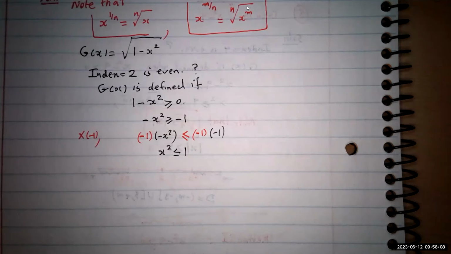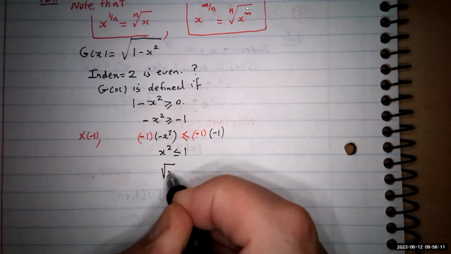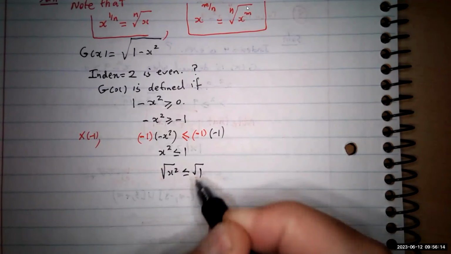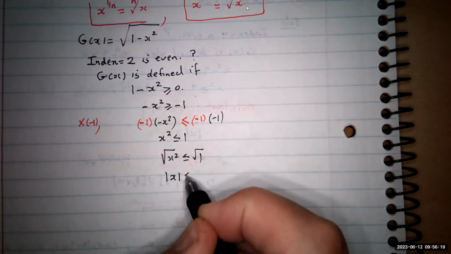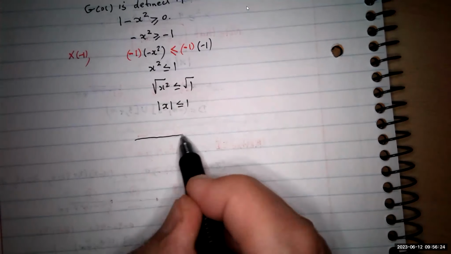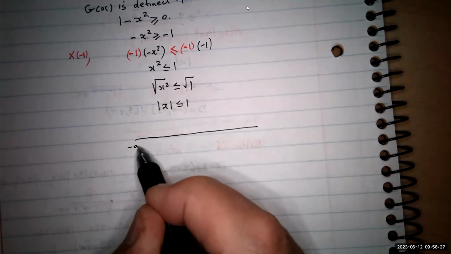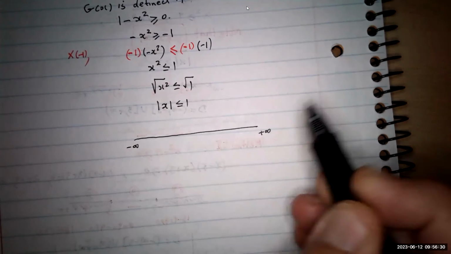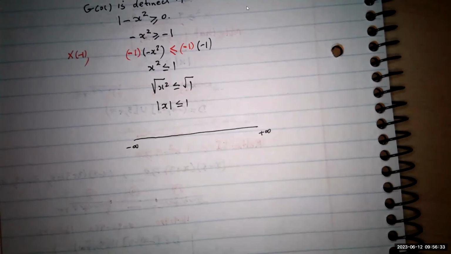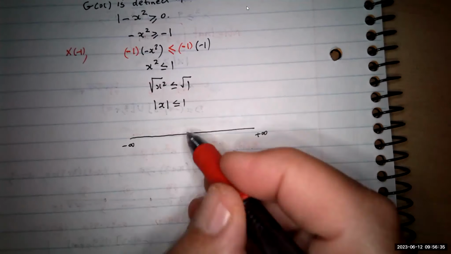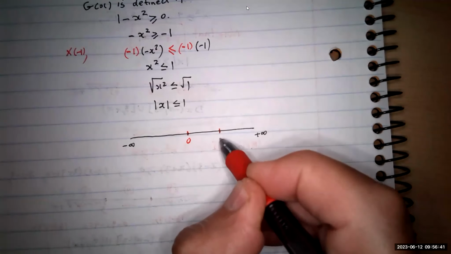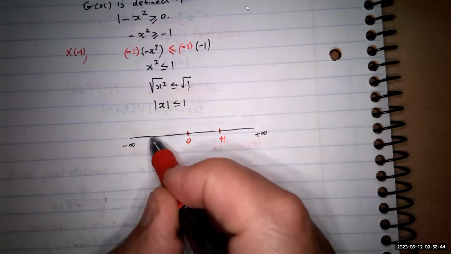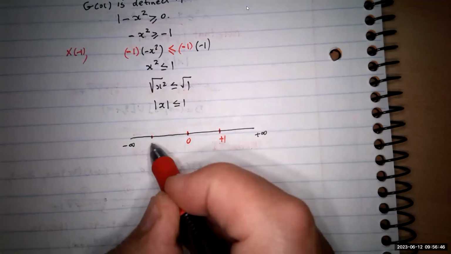Now we continue with the square root method. The square root of x squared is less than or equal to the square root of 1. As we talked about, the square root of x squared is the absolute value of x, less than or equal to 1. And so in this case, you get your number line, from negative infinity to positive infinity. Your distance from your home is less than 1 mile, for example. You see, you get the home, the origin, 1 to the right, a positive 1. It's absolute value, so 1 to the left is -1.